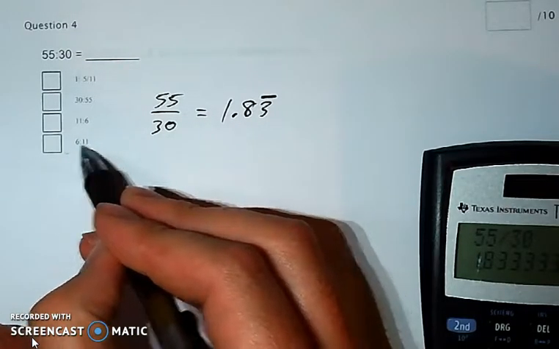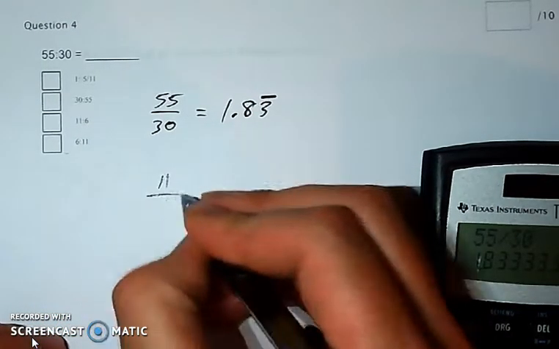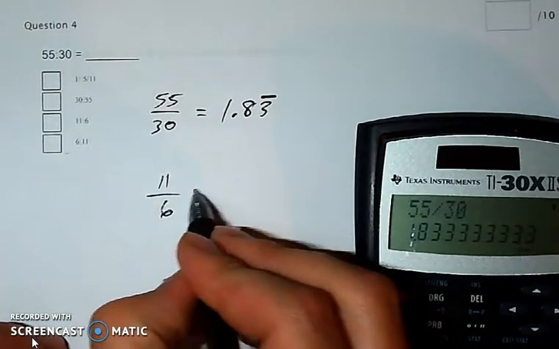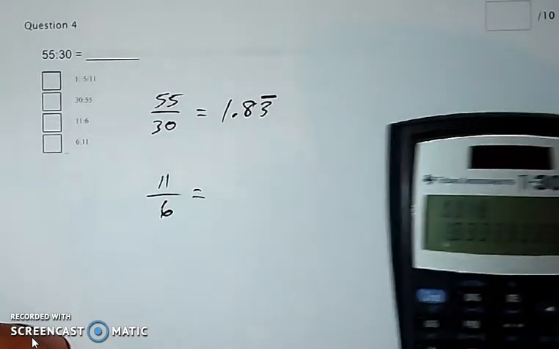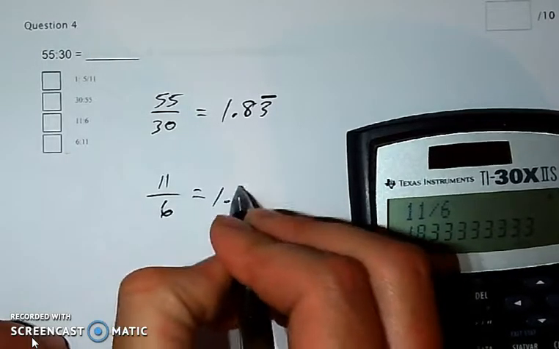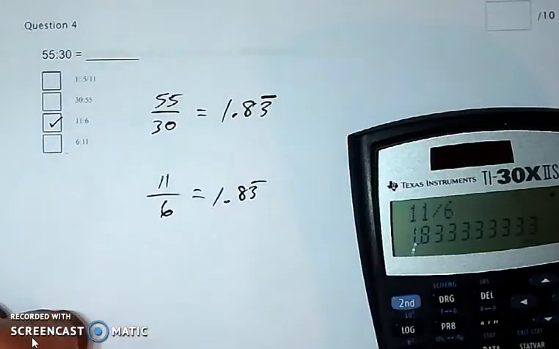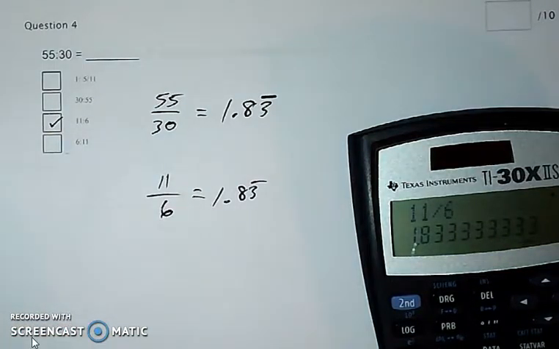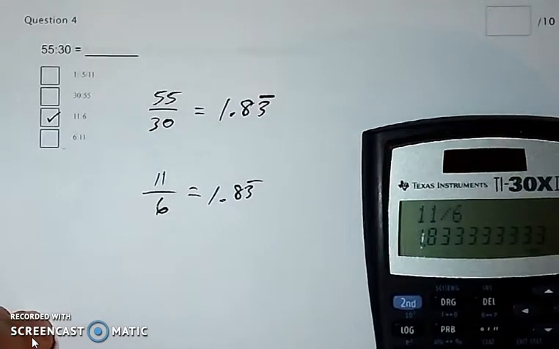6 divided by 11, that wouldn't really make sense. I'm going to try 11 over 6 here, and we'll see if that works. 11 divided by 6 actually gives us that exact answer, 1.83 repeating. All right, so 11 over 6, 11 to 6 is our best answer there. And you can just try the other ones as well and see if they work. But that's probably the easiest way to do this.